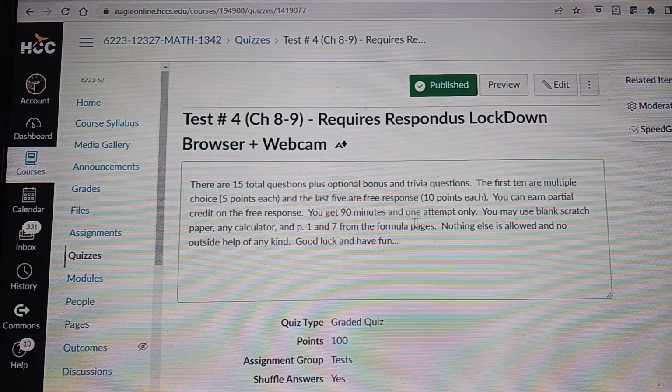You get 90 minutes in one attempt only. You can use blank scratch paper, any calculator, and pages 1 and 7. You won't need page 8. That's only for chapter 6. So pages 1 and 7 are the formula pages.